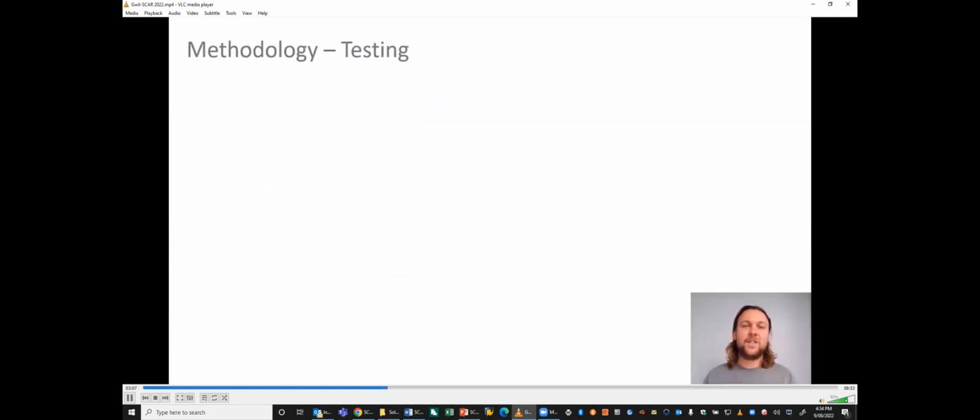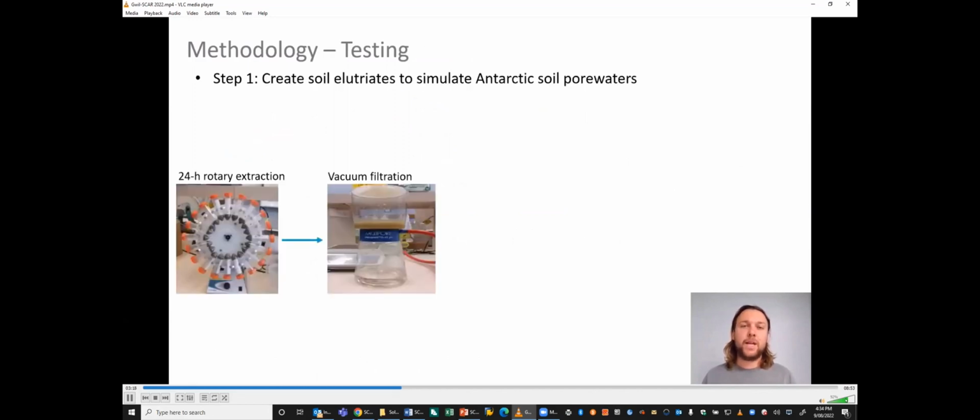We conducted a series of metal exposures to the nematode at different concentrations to see the effect of these concentrations over time. To set up our bioassay, the first step was to create a pore water matrix that was representative of the pore waters found in the soils of Antarctica. To do this, clean Antarctic soils underwent rotary extraction for 24 hours with Milli-Q water to simulate the summer melt. These were then vacuum extracted.